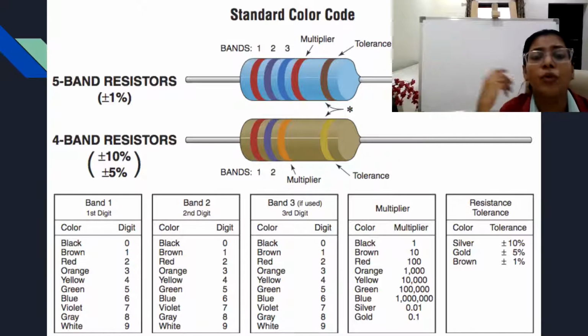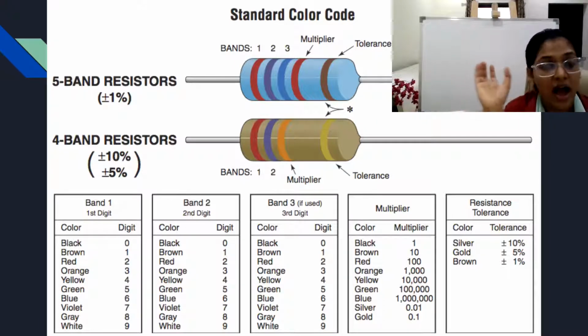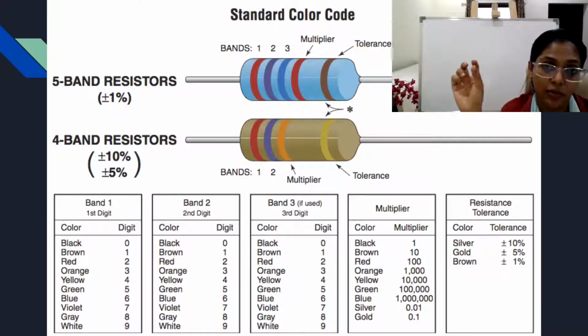Is it 10 kilo ohm? Is it 5 kilo ohm? Is it 2 kilo ohm? Is it 2.5 kilo ohm? Is it 100 ohms? Whatever it is. I will not be able to give a color printout, right? So I may give a resistor and write the color bands below.